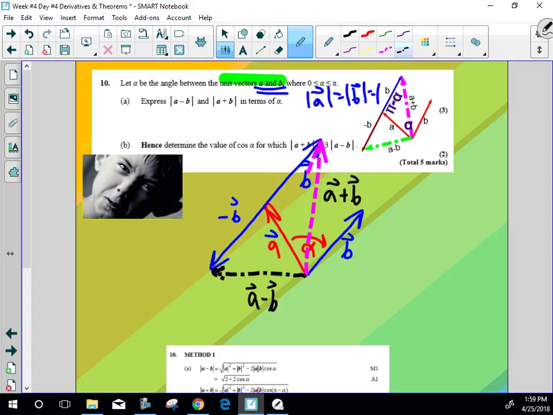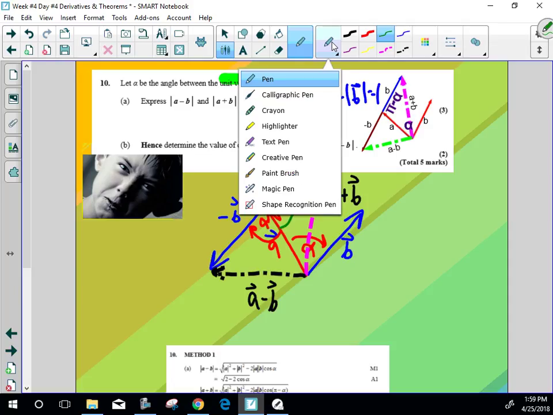Would you say B is parallel to B? Would you agree with that? What's this angle right here? What's that angle? Alpha. It's the same as that. So what would this angle here in green be? If this is alpha, 180 minus alpha. Yeah, a little bit of effort there, but we got it.